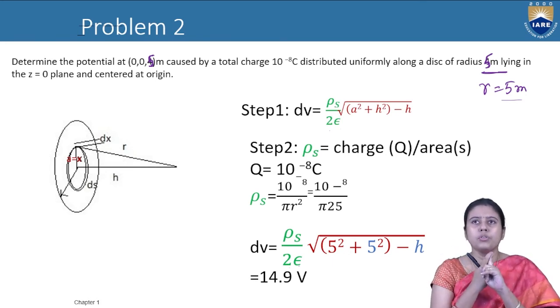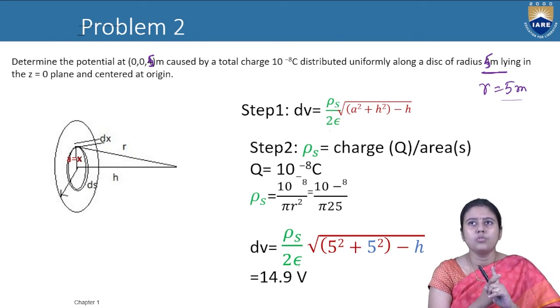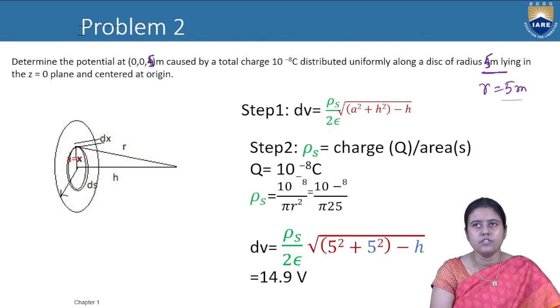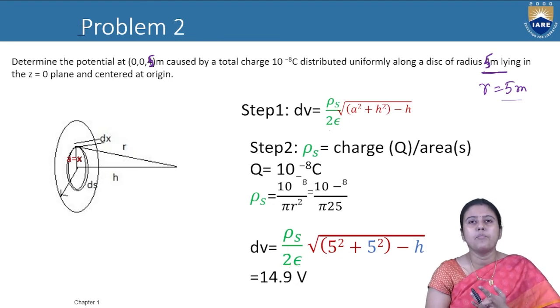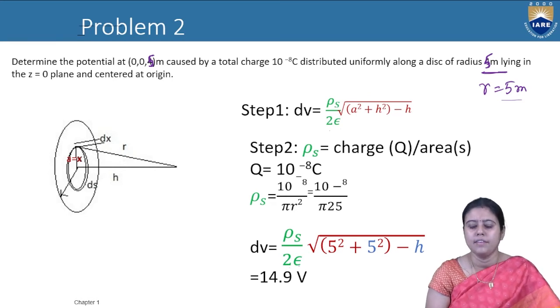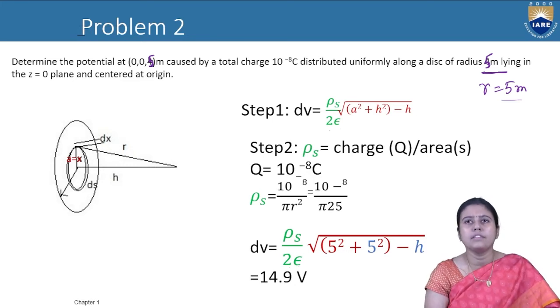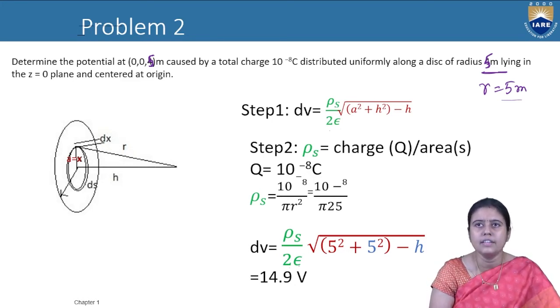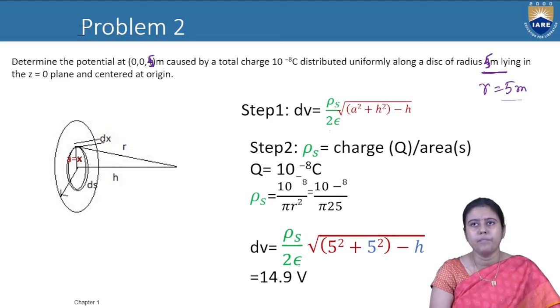So what is the main step? First step is we know that dB is equal to root of a square plus h square minus h. Then we have to calculate the charge. Charge is equal to Q by area S. So Q is equal to 10 to the power minus 8. What is rho s? Rho s is equal to 10 to the power minus 8 divided by pi r square. R is given as 5 meters. So 10 to the power minus 8 pi by 25. Now what is dB? We are putting the value.